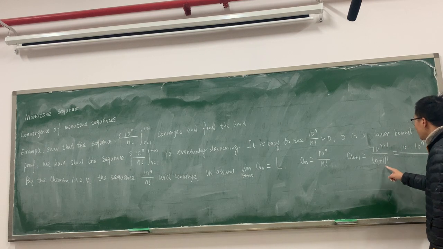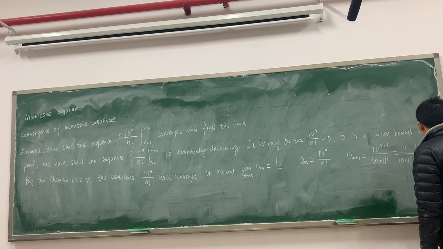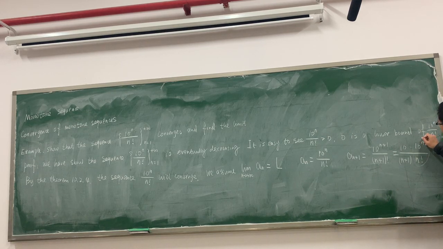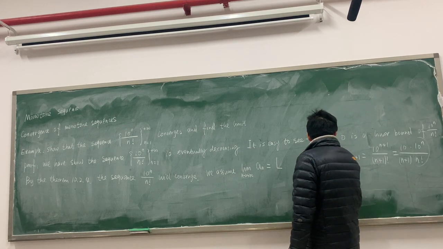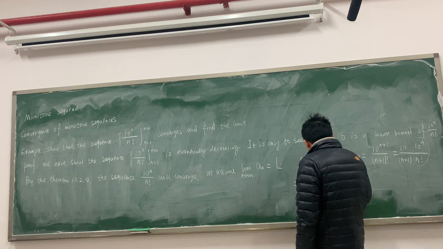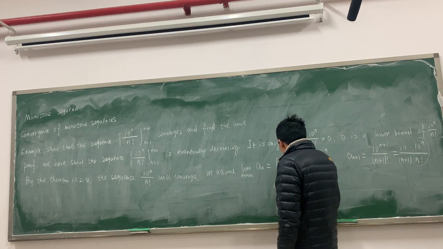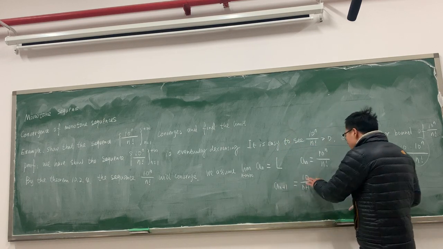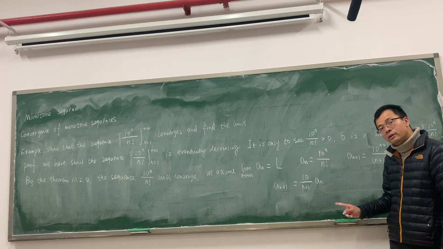and we can rewrite the denominator as (n+1) times n factorial. So this part is actually a_n. So this is equal to 10 over (n+1) times a_n. This means a_(n+1) equals 10 over (n+1) times a_n.